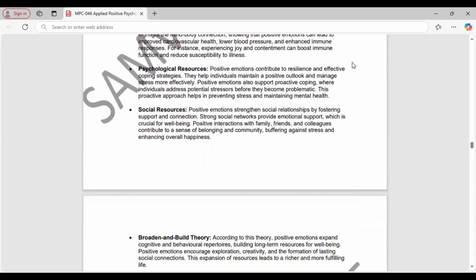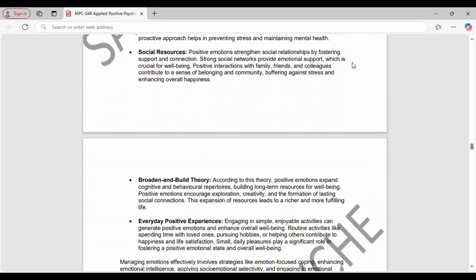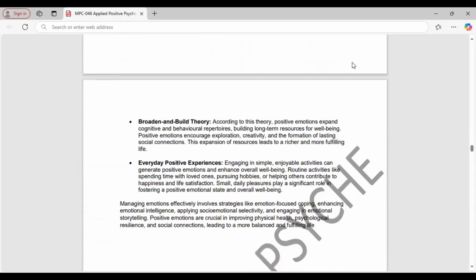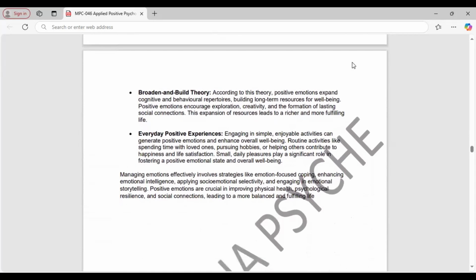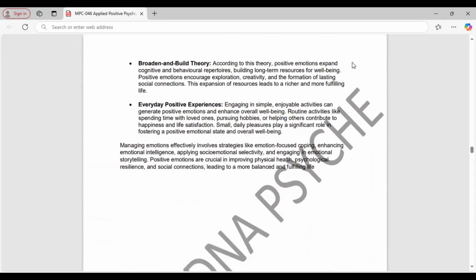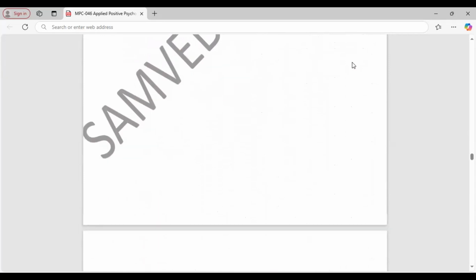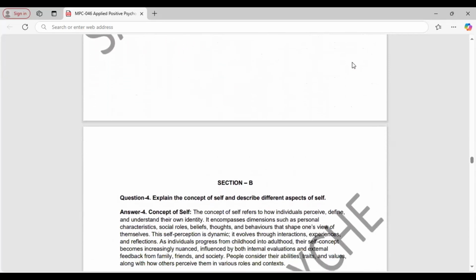Broaden and build theory. Positive emotions expand cognitive and behavioral repertoires, encouraging exploration, creativity, and lasting social connections for a richer life. Everyday positive experiences. Engaging in simple, enjoyable activities promotes positive emotions, enhancing happiness and life satisfaction through daily pleasures. In conclusion, positive emotions play a crucial role in enhancing physical health, psychological resilience, social connections, and overall life satisfaction.